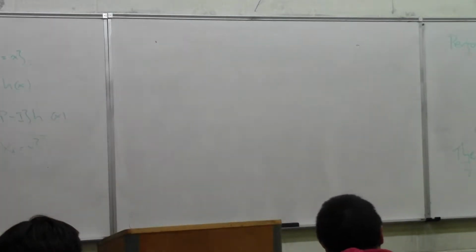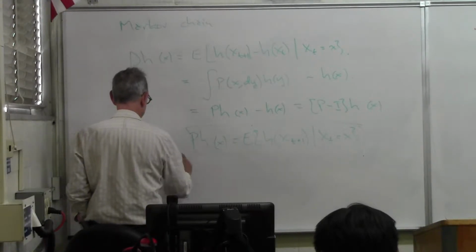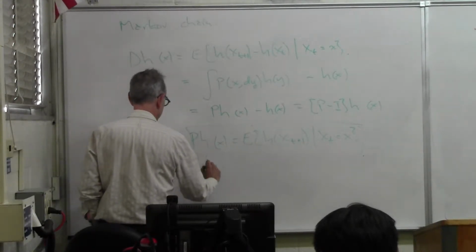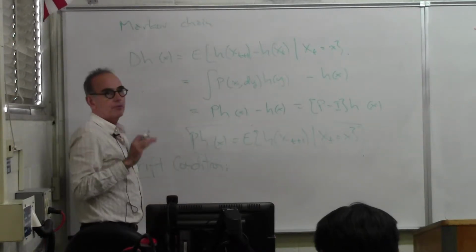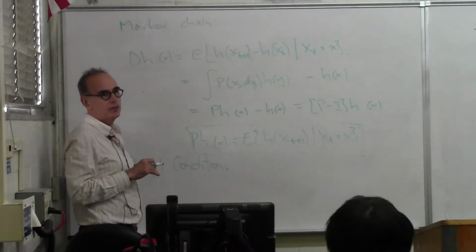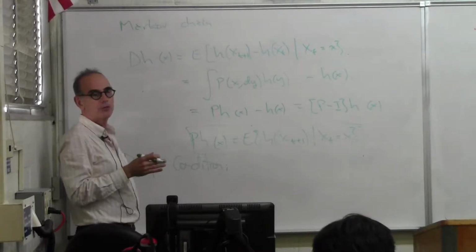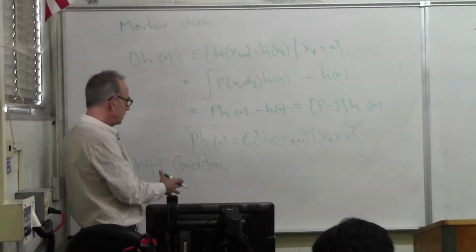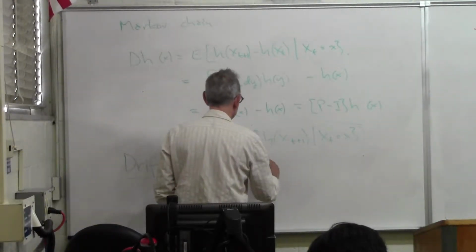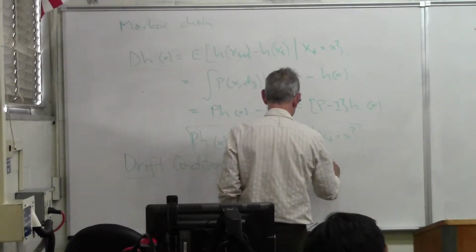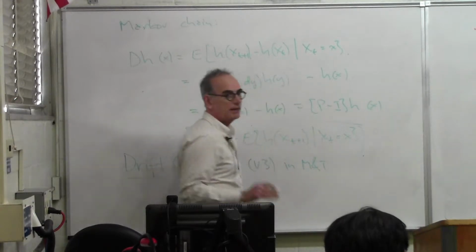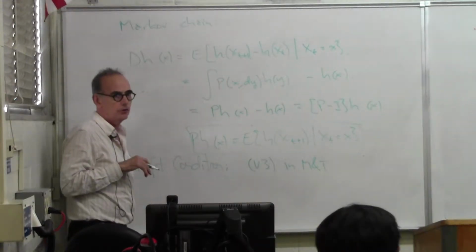And so what we're going to end up doing is looking at the drift condition. The most basic thing you'll see in this field. In all the cases when people want to get performance bounds, they use this drift condition. And in my book, it's called condition V3. All right, but I didn't invent it. It goes back to the 1930s.